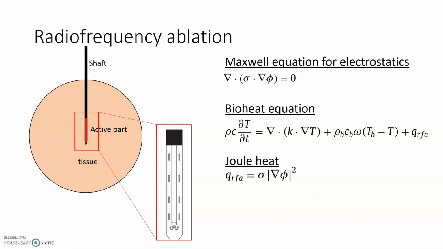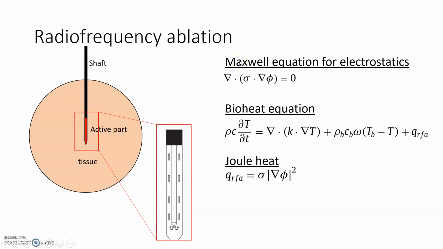Now, the equations that we will be solving in this simulation would be the Maxwell equation for electrostatics. This is a simplification of our Maxwell equation in the limit of the electromagnetic wave frequency that is involved in RFA. So here we have the Laplace equation, where you have the divergence of sigma, the electric conductivity, dotted with the gradient of the electric potential, equals 0. So sigma is electric conductivity, phi here is your electric potential. The Maxwell equation for electrostatics will describe the electric potential distribution across your tissue domain.